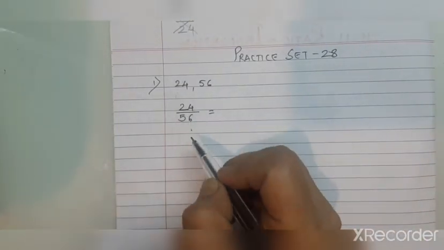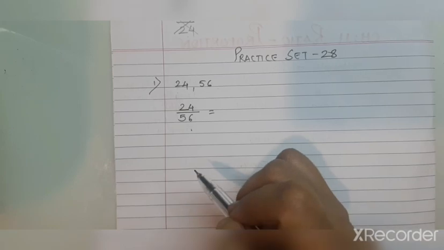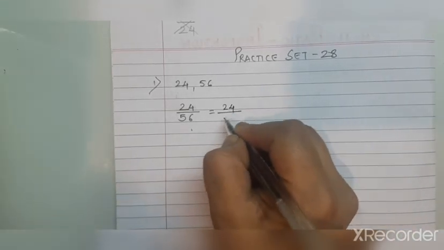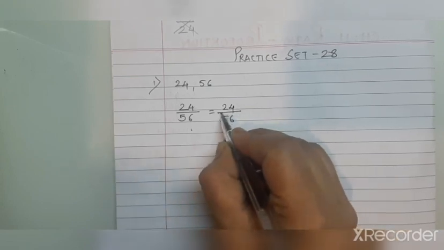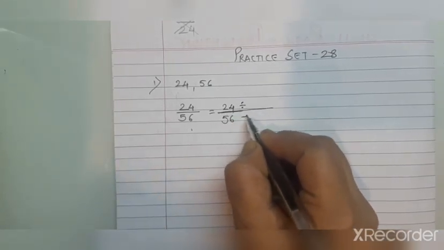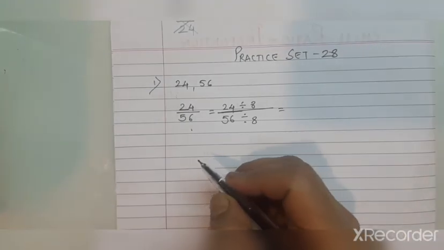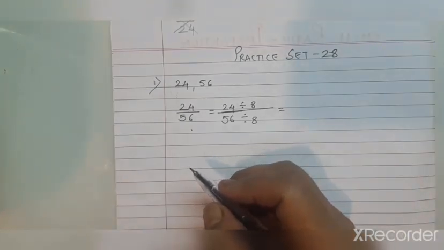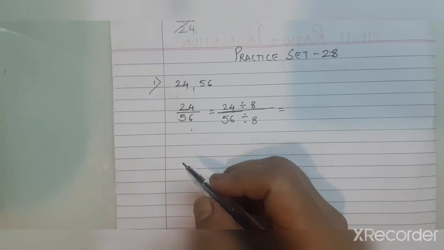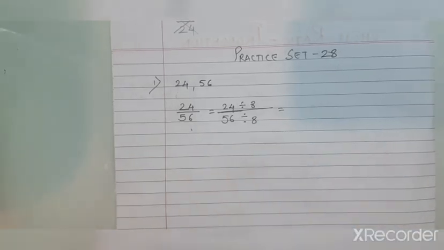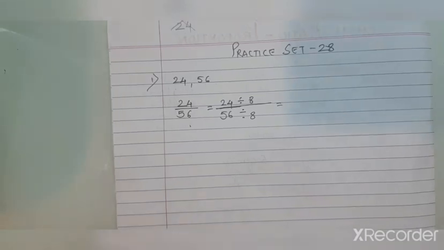As you all know that 24 and 56 are the multiples of 8. Okay. So we will divide 24 and 56 with 8, because we have to bring it to the lowest form. You can also start with any number, like 24 and 56 are also divisible by 2. So you can divide by 2. If you are dividing by 2, you have to keep on doing till you get the lowest form.